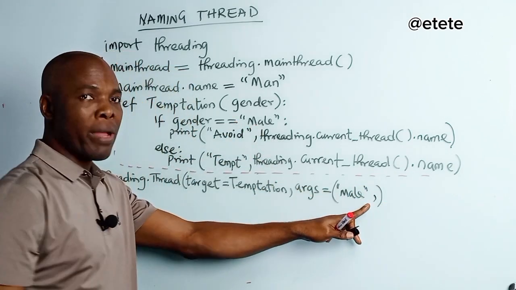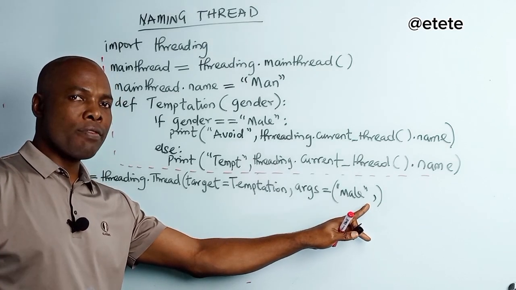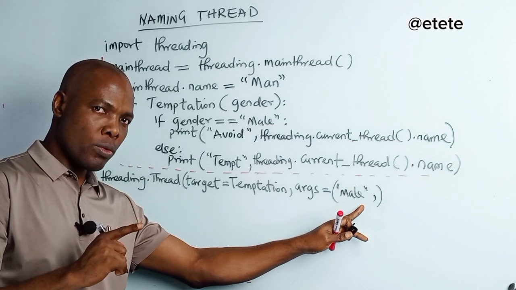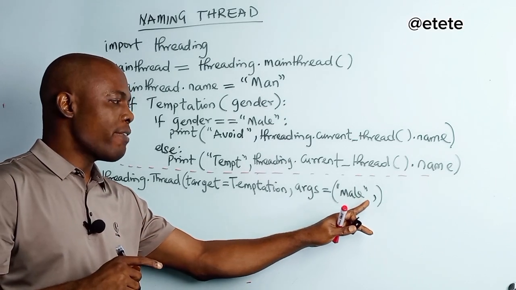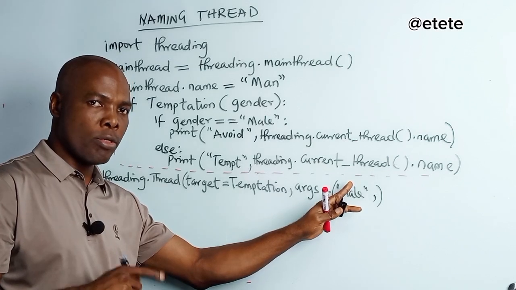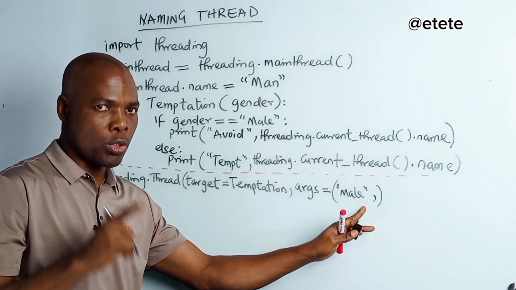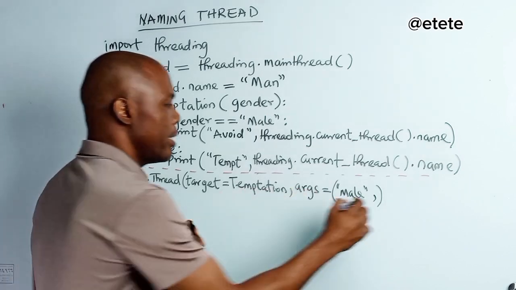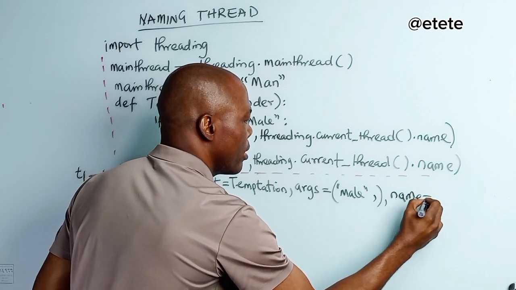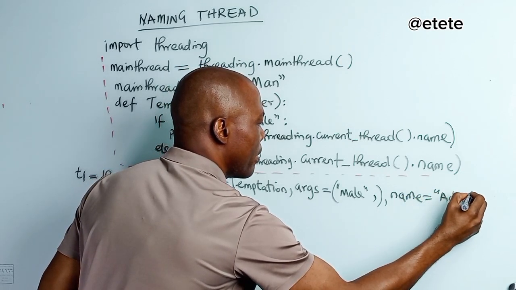Now why am I putting this comma? Because it is a tuple. So meaning this tuple is having just one value, one parameter. Now if I don't put this comma here, this will simply be a string literal. It will not be a tuple. So this is to show you that this is a tuple, but just one value that is inside. Then the next thing here is what? I will supply name, which will be what? I will give it Adam, right?